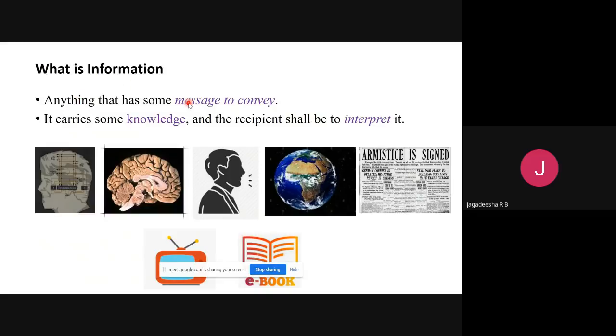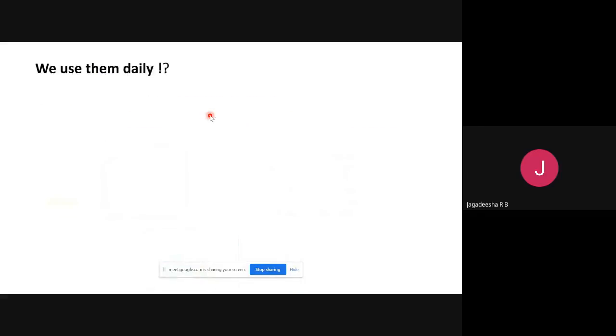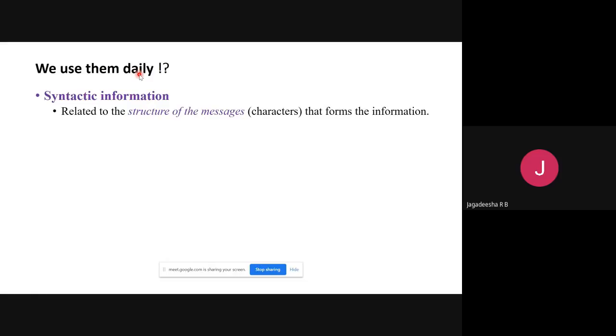At this level, we will be seeing the mathematical properties of this information, because our main objective is listed here. Maybe in the next slide, we have listed why we need to study information theory. Because the main reason is we use them daily. How do we use them? There are different categorizations here.